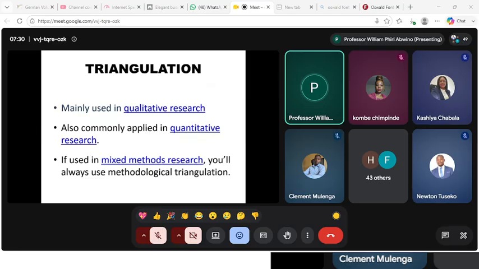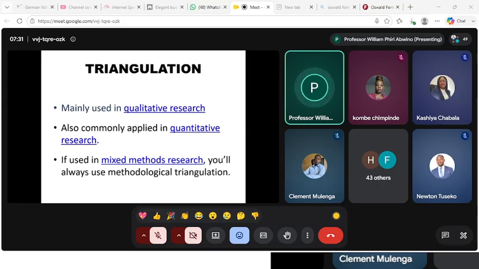That's what it does. So it is mainly used in qualitative research, but also commonly applied in quantitative research. Check the difference. Okay, mainly used in qualitative, but also applicable in quantitative research.